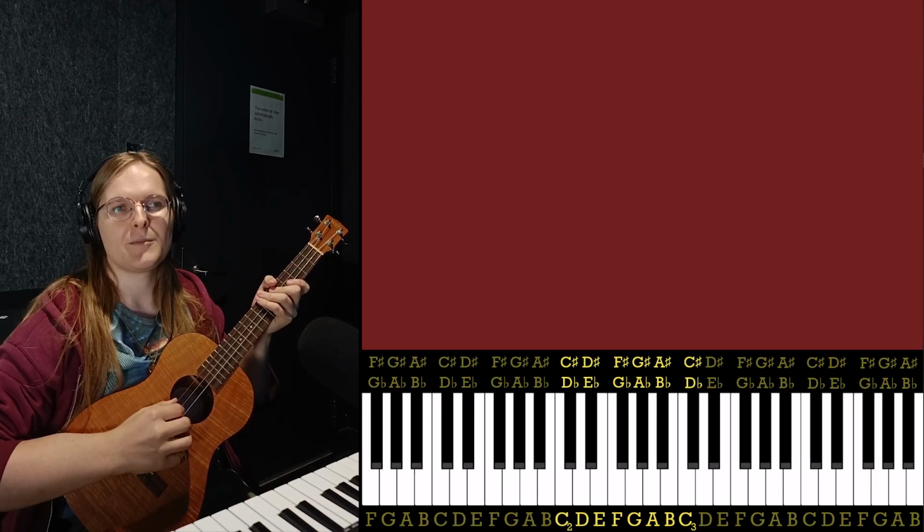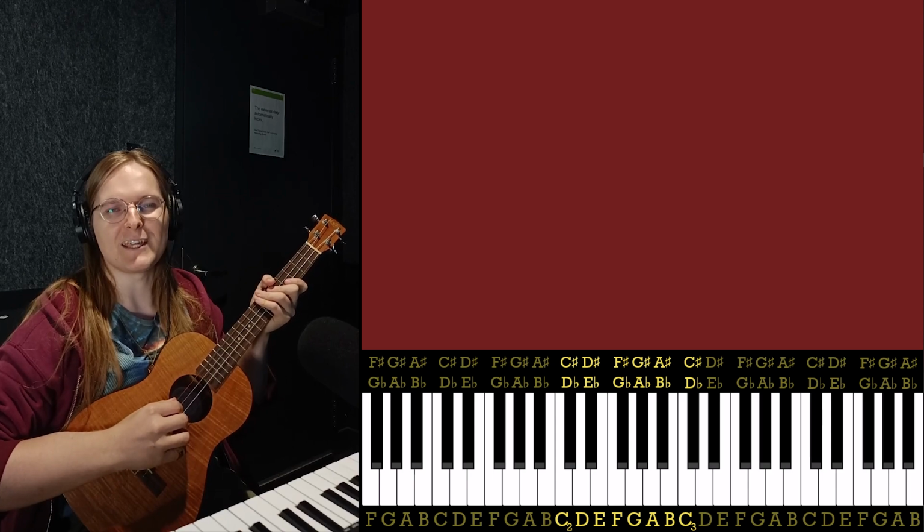We are already coming up against some confusing things here. For one, many of these notes have more than one name, and also for some reason C is the first note and not A. There's good reasons for these, but for now I just want you to hang on and try to remember these names. And I will also just keep them on screen for you.